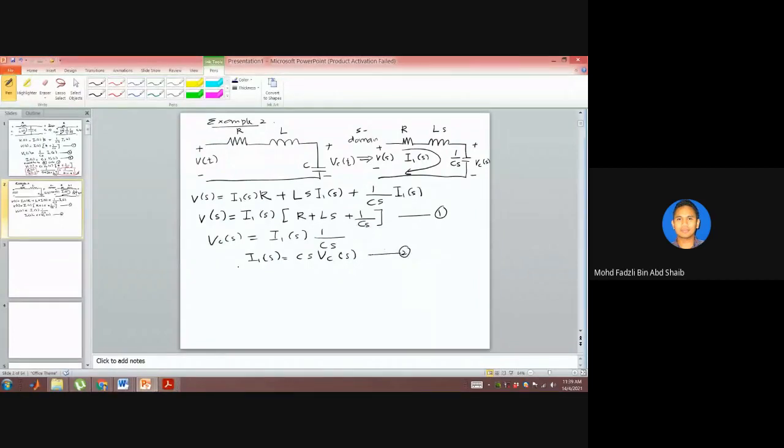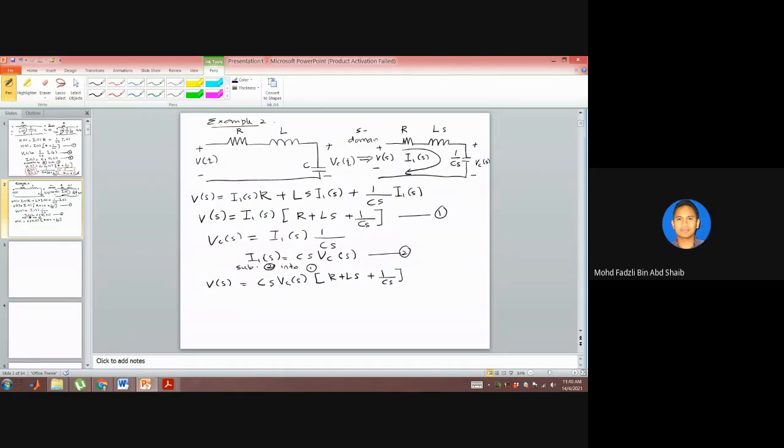So we need to substitute equation 2 into 1. Very good. So now VS equal, okay, this one I1S, right? We just substitute the CS VCS here, R plus LS plus 1 over CS, right? Two into 1.